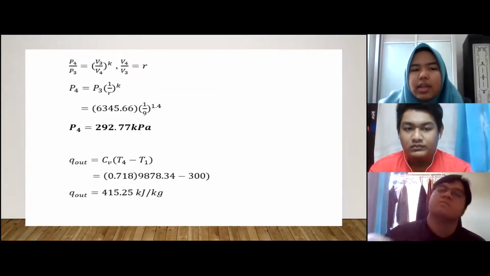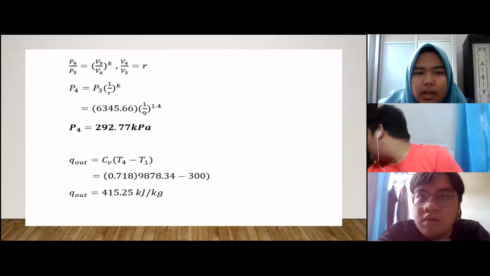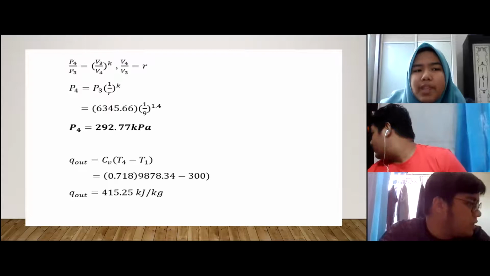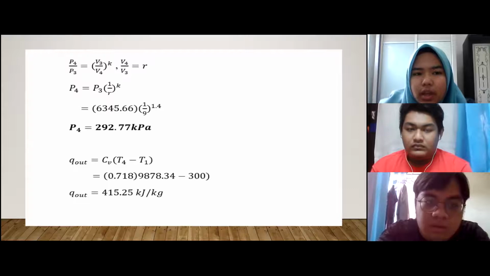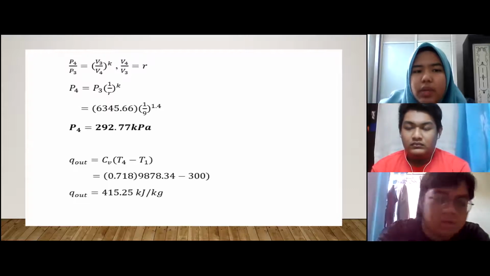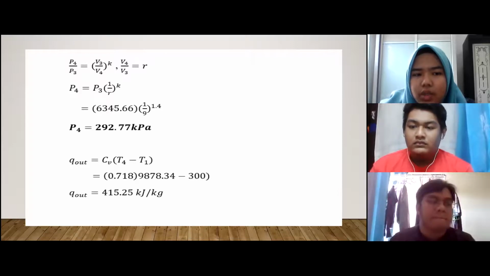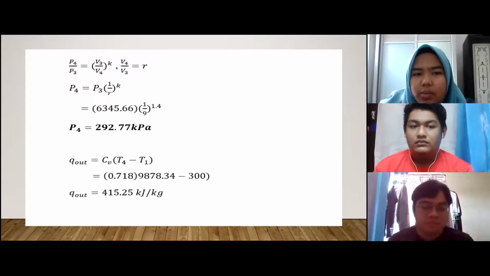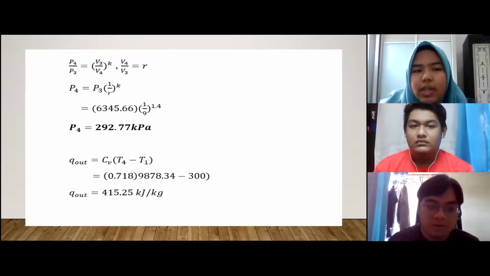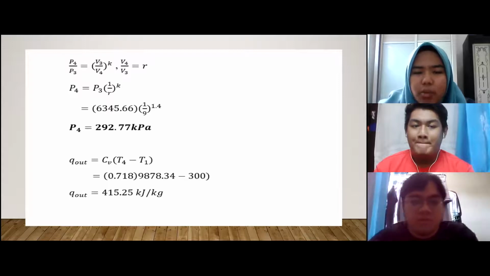Then we proceed to find the pressure at point 4, where P4 over P3 is equal to V3 over V4 to the power of k. We know that V4 over V3 is r, so P4 is equal to P3 times 1 over r to the power of k. Then we substitute the known values and we get P4, which is 292.77 kilopascal.